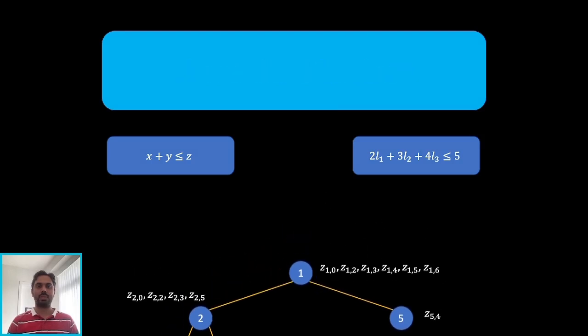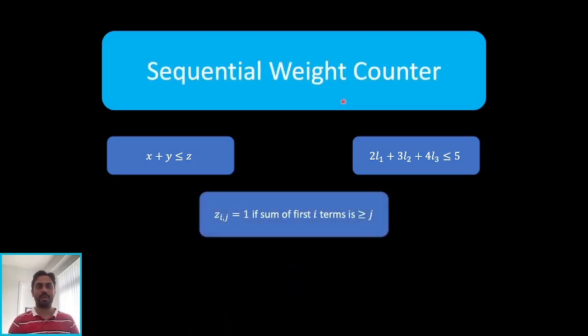We can also do this same thing for sequential weight counter as well. So here we created this kind of Boolean variables, zij equal to 1 if sum of the first i items is greater or equal to j. And we can think of this as also an integer variable, right? So instead of creating all of these zij variables, we can say that sum of first two terms is one integer variable, and use again this kind of ternary constraints to encode the rest of the entire pseudo-Boolean constraint, right?